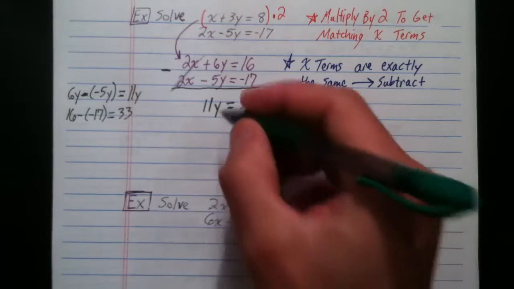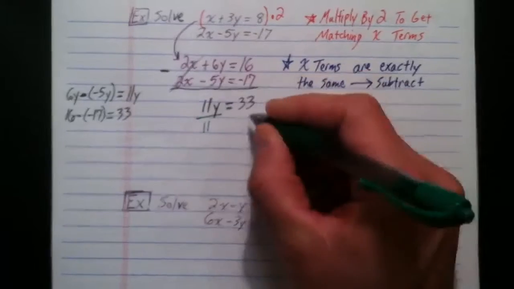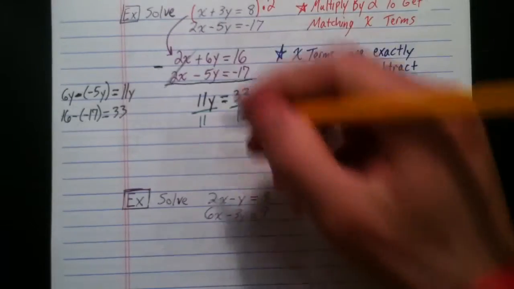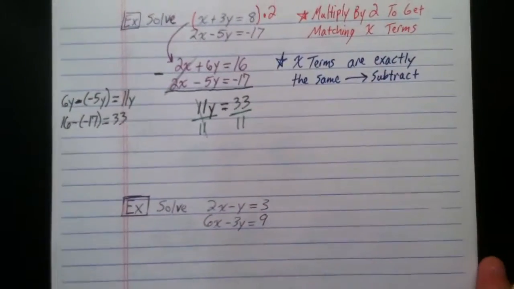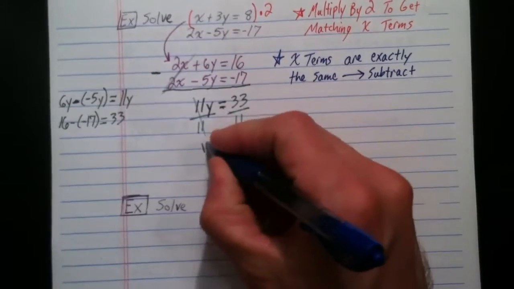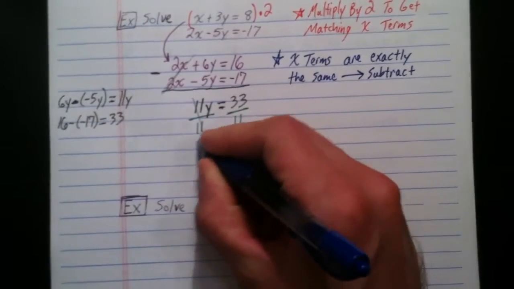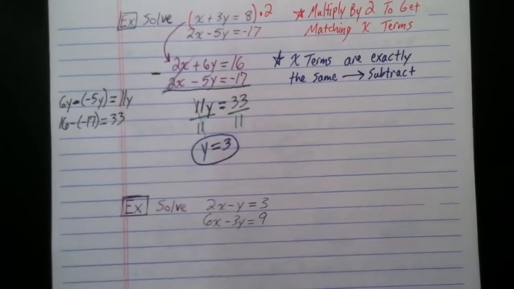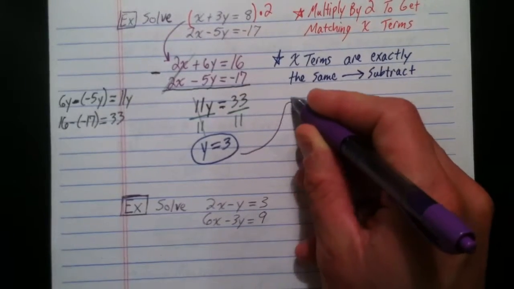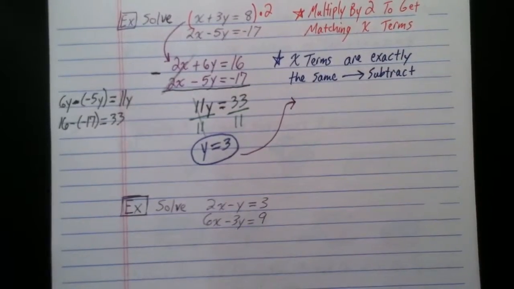To finish this off now, solving it for y, divide by the coefficient of y, 11, and we end up getting y equals 3 when those cancel. 33 divided by 11 gives us that. We then want to plug that value into either of the two original equations and solve for x. Whichever one would be easier, you could choose.